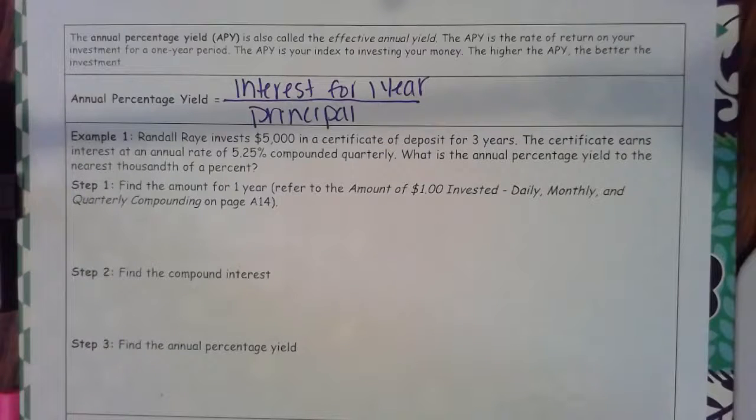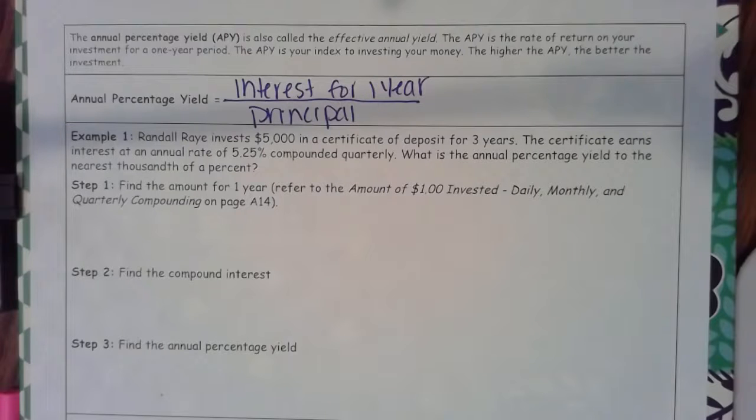So basically this APY just tells you the percentage of money you're getting back. And since we are doing an investment, you're putting your money into something and you're trying to get more money back from that, so you're going to want a higher APY. The higher the APY, the more money you're getting back.